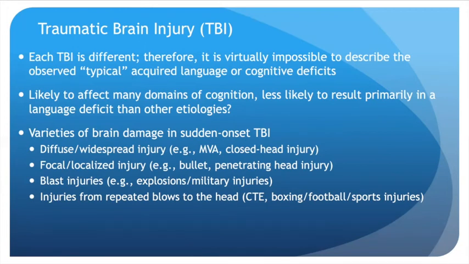Varieties of brain damage and sudden onset TBI include diffuse or widespread injuries, such as in a motor vehicle accident or a closed head injury, focal or localized injury, such as a bullet or penetrating head injury, blast injuries, for example, explosions or military injuries, and injuries from repeated blows to the head, such as chronic traumatic encephalopathy, CTE, found in boxing, football, and other sports injuries.